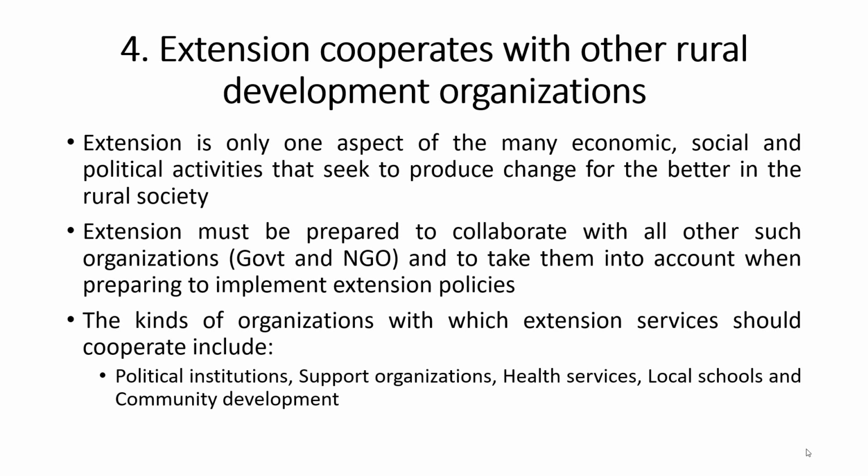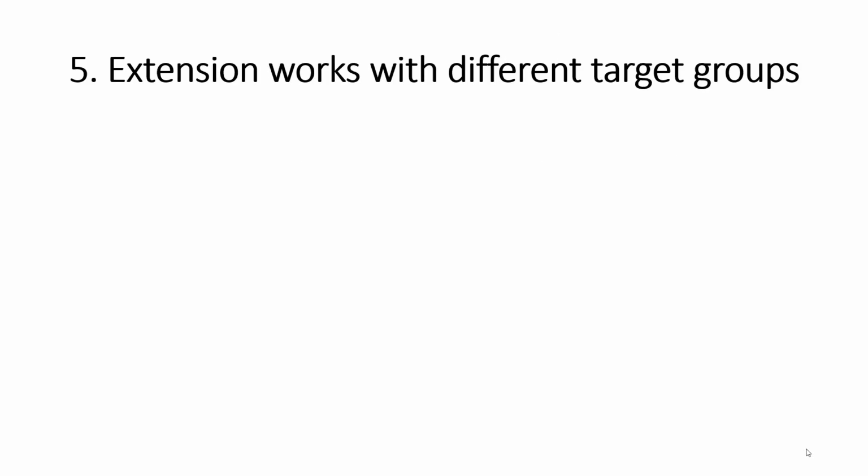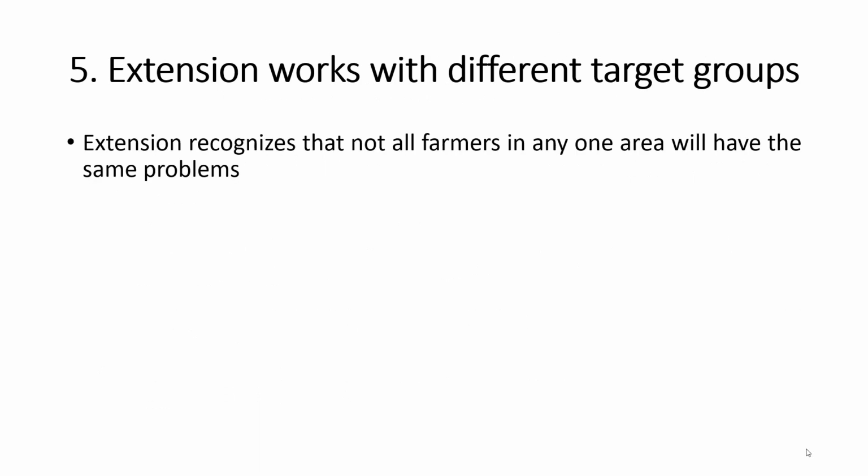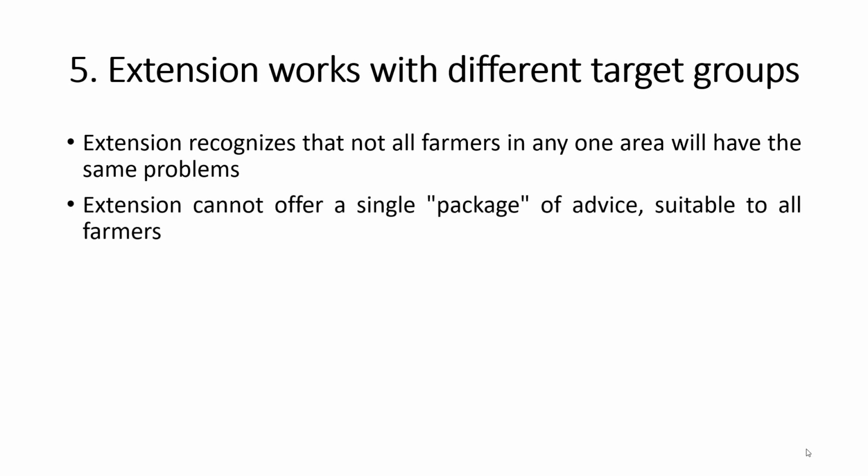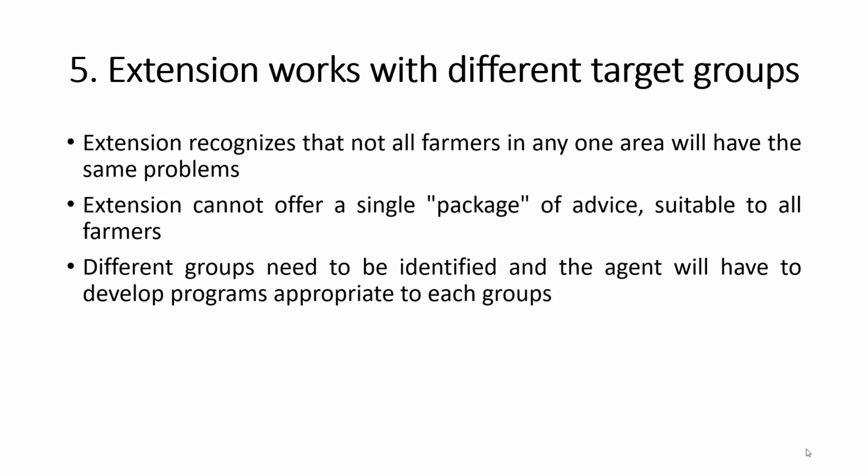Cooperation with others can make it easier for the extension agents' work, whose ultimate aim is to improve the livelihood of rural communities. 5. Extension works with different target groups. Extension recognizes that the rural communities have farmers with diverse backgrounds. It can be cultural or socio-economic. For example, some farmers may be progressive and eager to try out new things, while others may be reluctant. Therefore, extension cannot offer a single package of advice suitable to all farmers. Different groups need to be identified, and the agent will have to develop programs appropriate to each group.